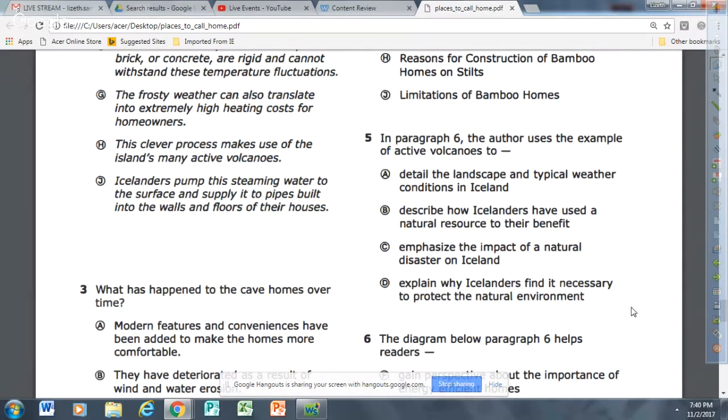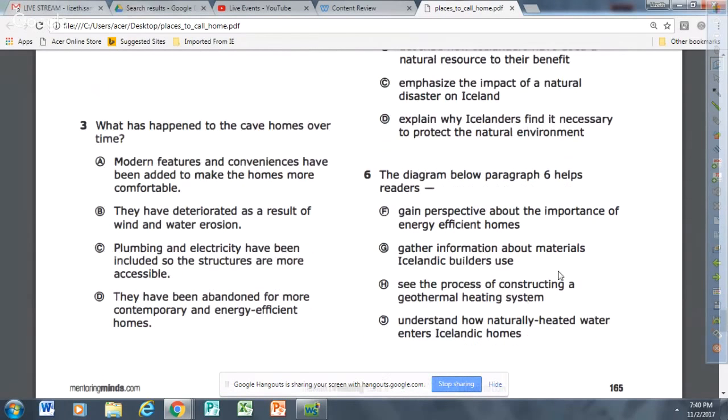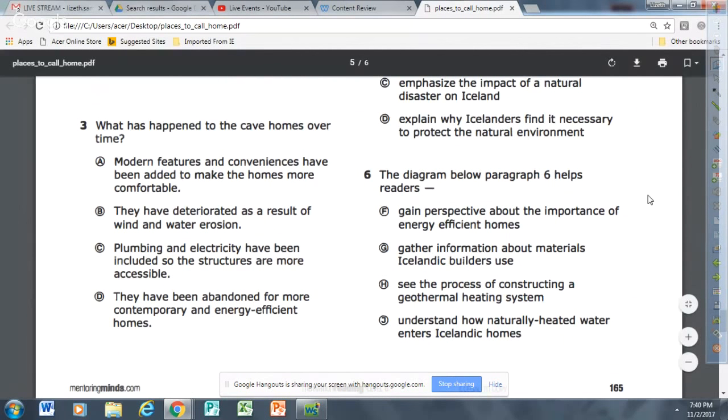Okay, so quite a few of you have answered, and you all are right. Good job, guys. There's only one that really makes sense, right? It's how they use the natural resource to benefit them. It was not talking about the landscape or a natural disaster, or trying to talk about how it's necessary to protect the environment. Not in that section.